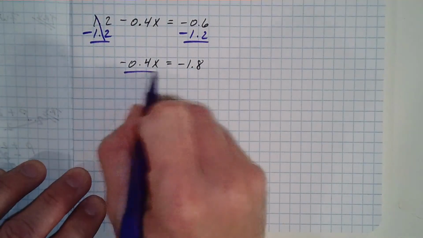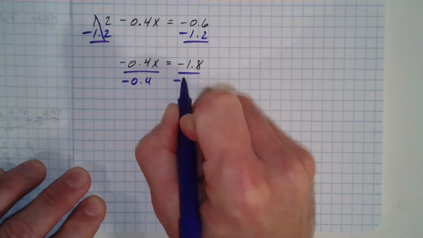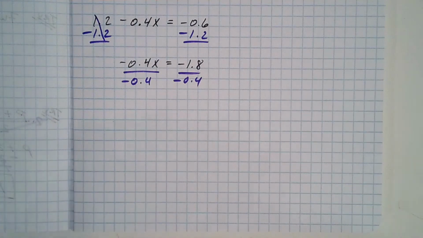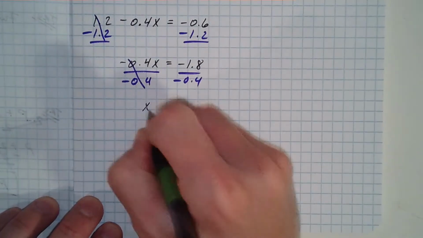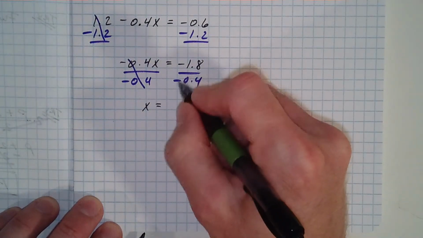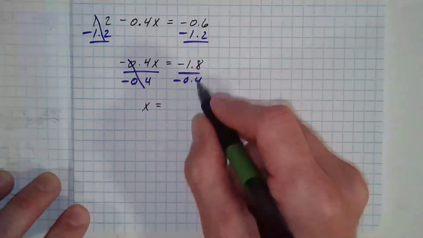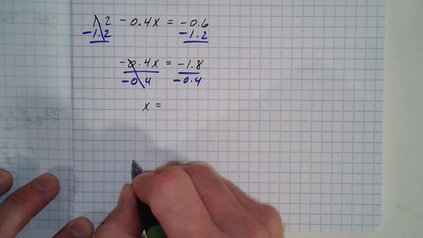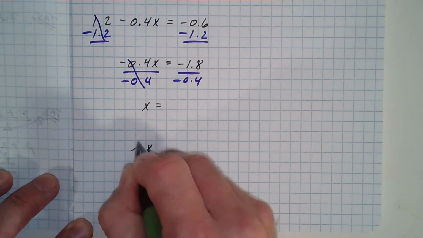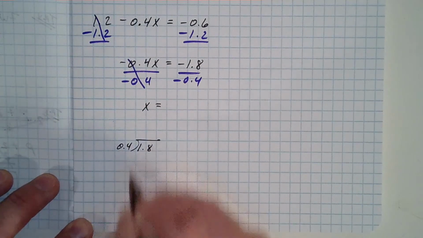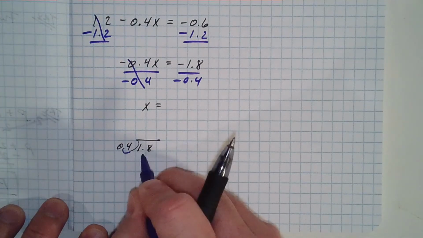And now I'm going to divide by negative 0.4. So this will cancel right here, and I have x equals, both of these are negative, so my answer is going to be positive. But since it's a decimal like this, I'm going to go aside, and I'm just going to do a little bit of decimal division since I don't have a calculator nearby. Remember when we divide decimals, we have to shift these over.